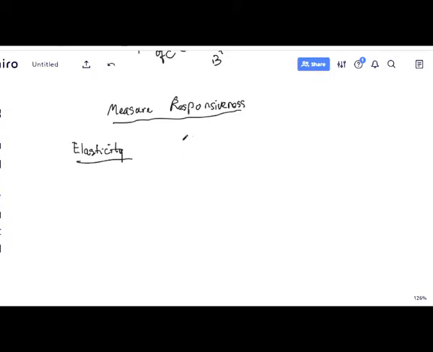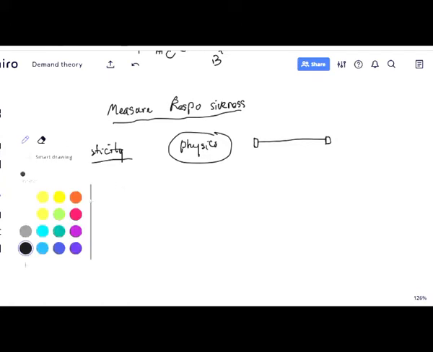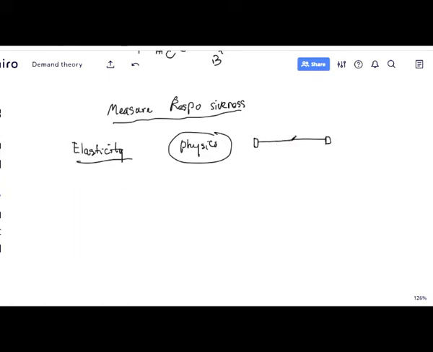It's a concept that originally came from physics. Think about a rod being elastic or inelastic. If you put a force on it, what happens? If you put a force here, it will move, it will bend. So remember, elasticity is applying a force and looking at the impact on the flexibility of the shape of it.